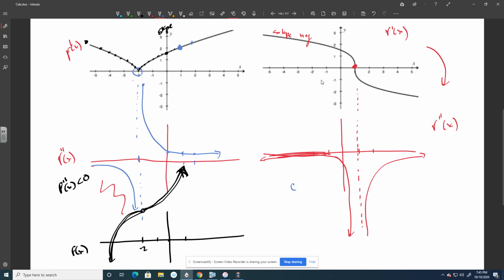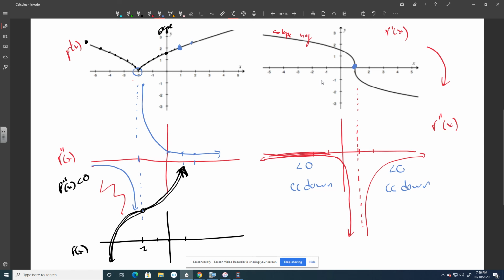This tells me that my original function is concave down, because this function is less than 0. My double prime is less than 0. It's still less than 0, so it tells me that this is also concave down. All right. Then when I look at this point, that tells me that that's a critical value. So that could be a maximum or a minimum.